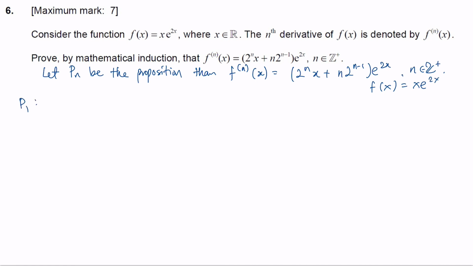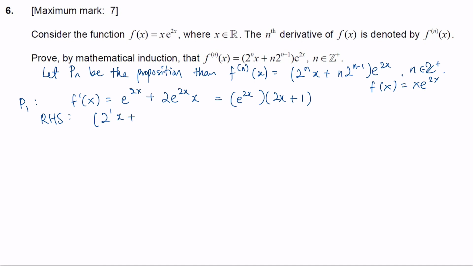So to prove P(1) is true, first we need to use differentiation to actually find the derivative. That's going to be e to the power of 2x plus 2e to the power of 2x times x, which is equal to e to the power of 2x times (2x plus 1). On the right hand side, if we use the formula, we get 2 to the power of 1 x plus 1 times 2 to the power of 0 times e to the power of 2x, which is e to the power of 2x times (2x plus 1). So therefore, we can see that P(1) is really true.